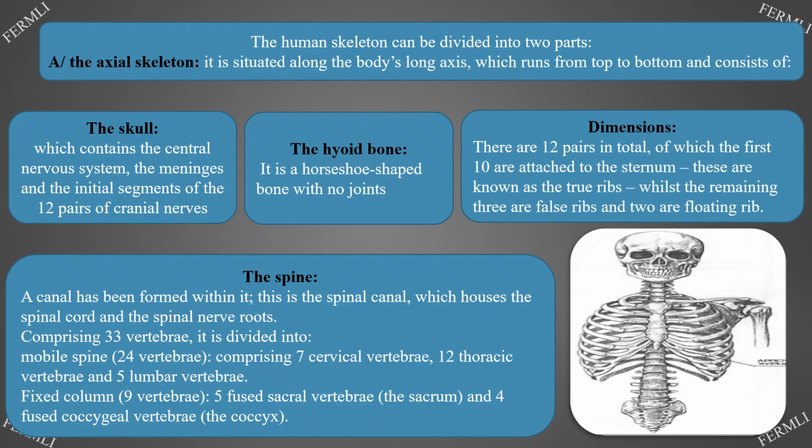Comprising 33 vertebrae, it is divided into the mobile spine, 24 vertebrae comprising 7 cervical vertebrae, 12 thoracic vertebrae, and 5 lumbar vertebrae. The fixed column, 9 vertebrae: 5 fused sacral vertebrae, the sacrum, and 4 fused coccygeal vertebrae, the coccyx.